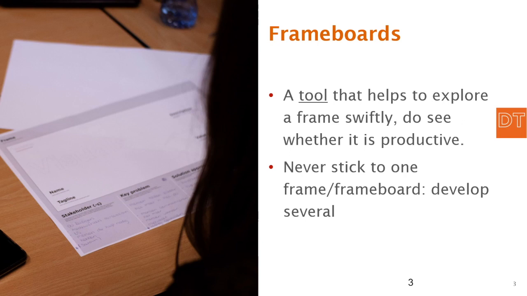What is very important is to understand that we are comparing frames by exploring them. So sticking to one frame because you're very enthusiastic about it is not the way forward. Always develop multiple frameboards.